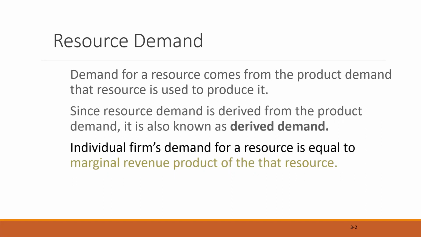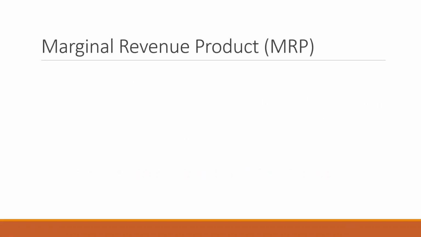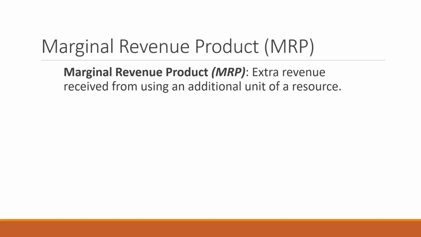An individual firm's demand for a resource is actually equal to the marginal revenue product of that particular resource. If it is labor demand for a particular firm, we have to take the marginal revenue product of labor for that firm. So what is marginal revenue product? Marginal means extra. That means if you are using an additional unit of a resource, how much is the extra revenue received? That's what we measure as marginal revenue product.